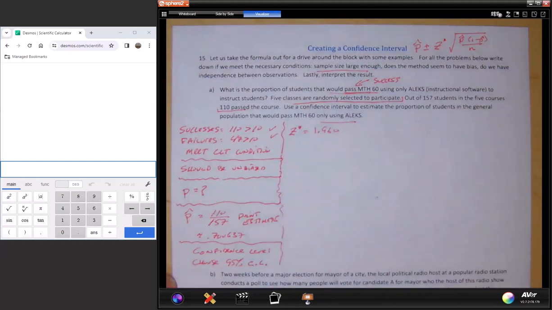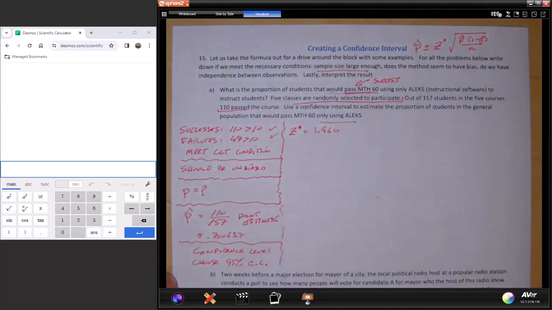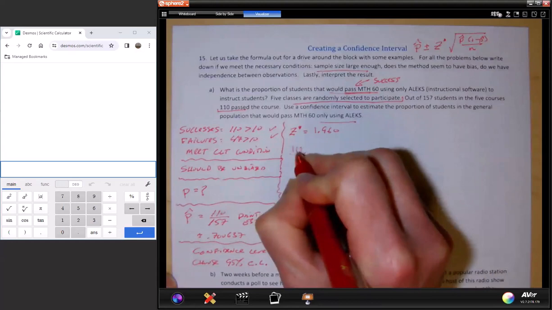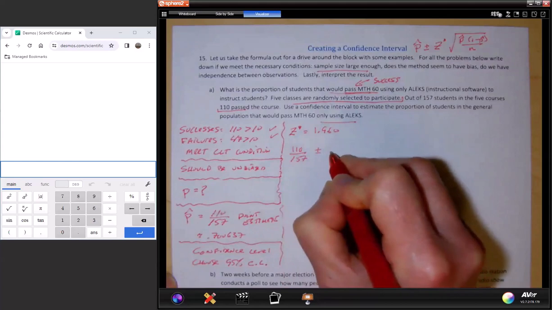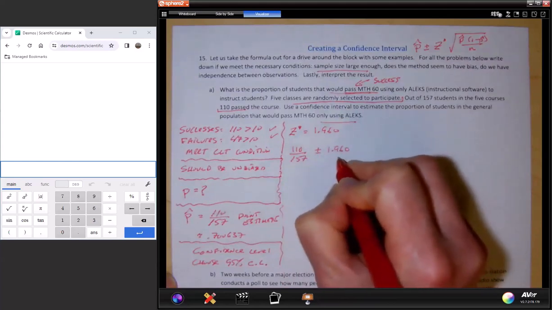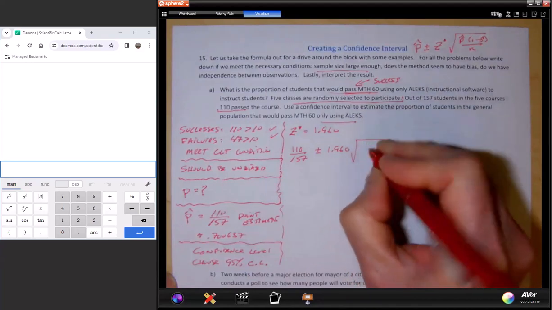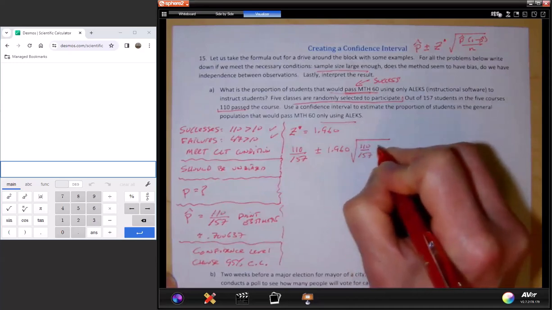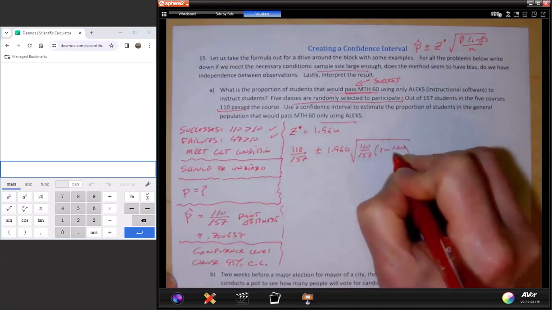So I get to choose my confidence level. It's not defined by the situation. It's user picked. Great. So now we're ready to figure this out. My formula just says use my point estimate plus or minus my critical value, which is really tied to the confidence level, followed by the standard error. And I'm going to break this up into little parts, not that I want to, but just to emphasize the parts.